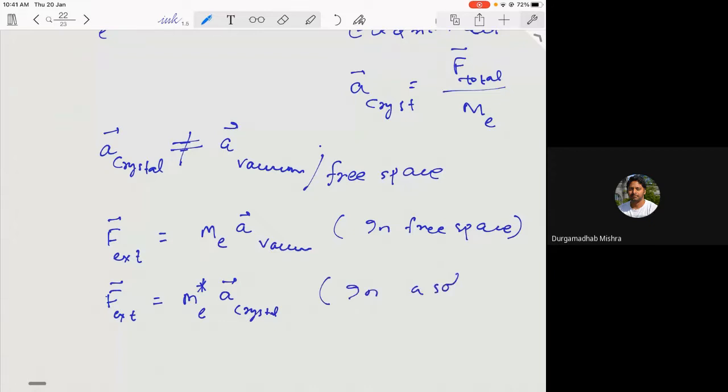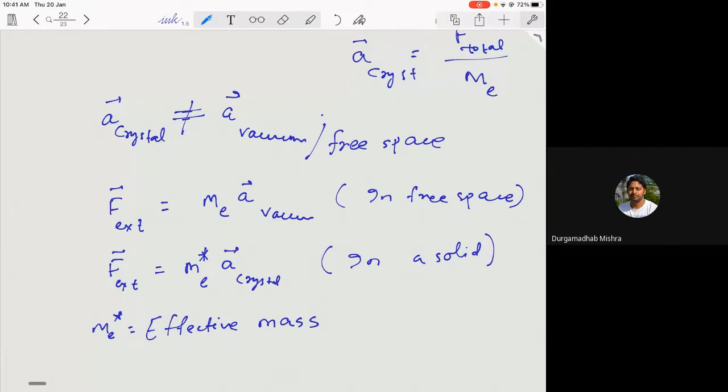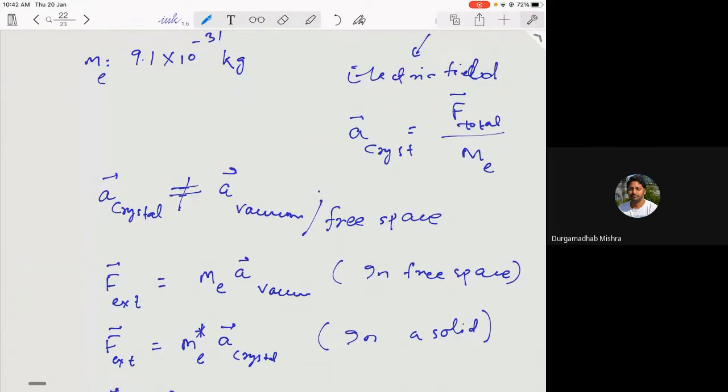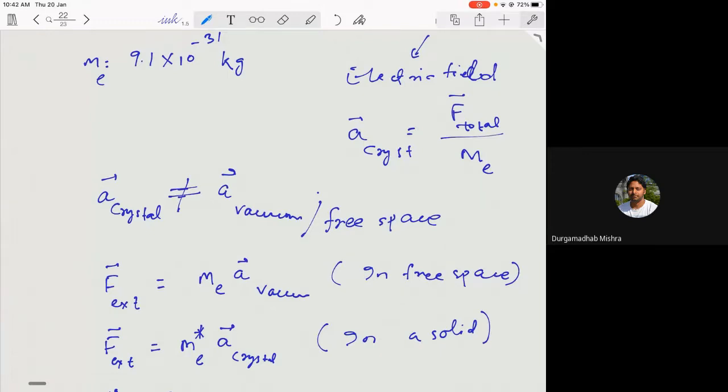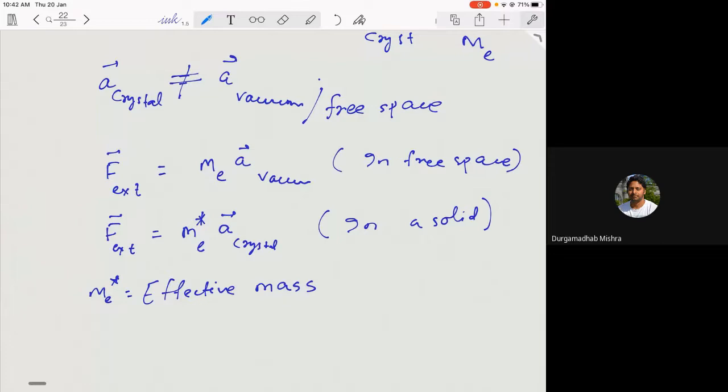So in a solid, this is Me star, and this Me star is known as the effective mass. It appears as if there is some extra, or the electron becomes heavier, or it can also become lighter compared to its free space mass. So this mass, 9.1 into 10 to the power minus 31 kilogram, can be more or it can be less depending on the internal field it is experiencing. And this effective mass term is used most of the time in understanding the nature of the electron, whether it is completely free or not.